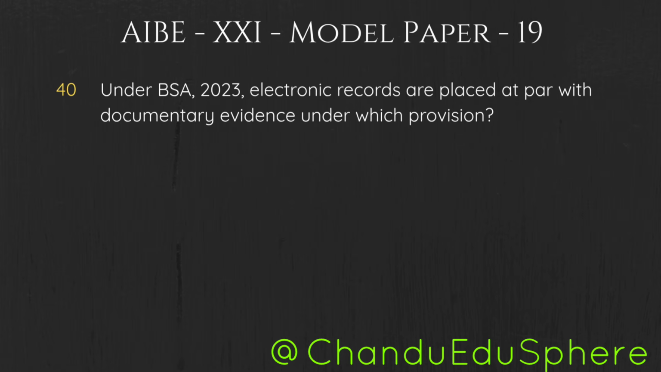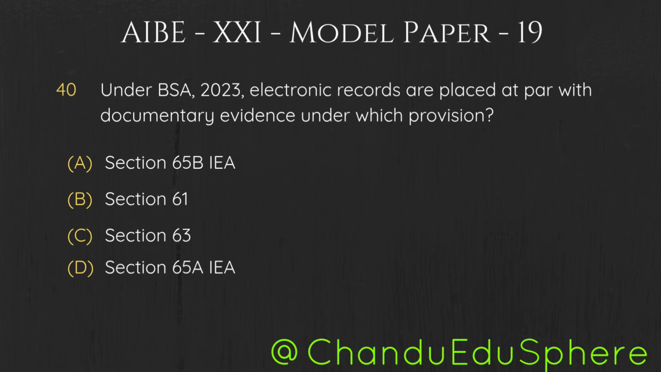Under BSA 2023, electronic records are placed at par with documentary evidence under which provision? Section 61 of the BSA 2023 expressly recognizes electronic and digital records as admissible evidence with the same legal effect as paper records, treating them as primary evidence. Section 61.